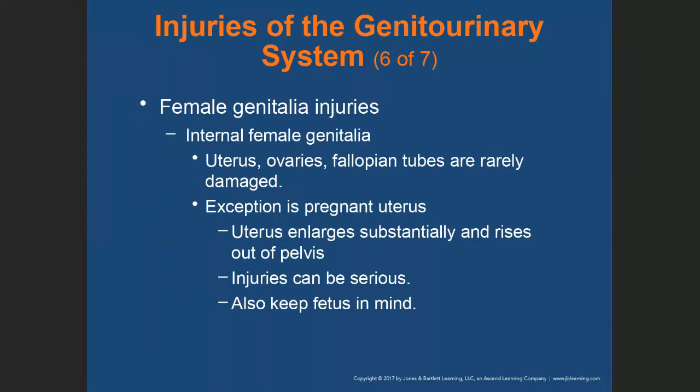For female genitalia injuries, the internal female genitalia include the uterus, the ovaries, and the fallopian tubes, and they are rarely damaged. The exception is a pregnant uterus. During pregnancy, the uterus enlarges substantially and moves out of the pelvis, which makes it more prone to traumatic injuries. Keep in mind that a fetus is inside. And if the mother starts to go into shock, her body will do everything to protect her, not the fetus.